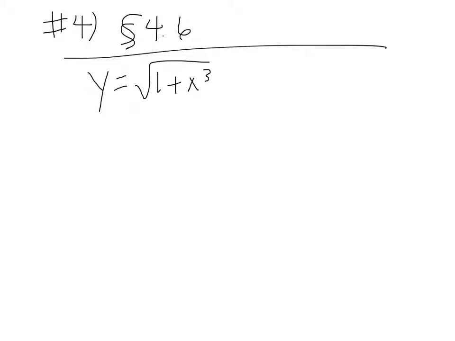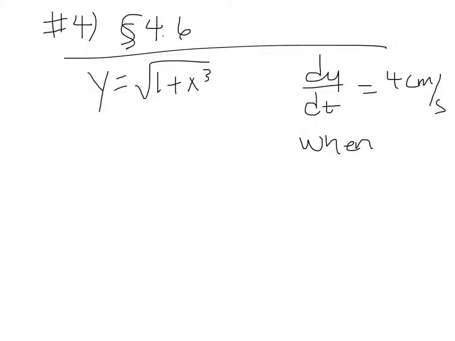It says, as it reaches the point 2, 3, the y-coordinate is increasing at a rate of 4 centimeters per second. Someone talk to me about what all that means. Well, it says that since the y-coordinate is increasing, that means that dy/dt is 4 centimeters per second, and then it also gives you a coordinate point. So we're saying when x equals 2 and when y equals 3, we know that the rate of change of y is 4 centimeters per second. Okay? That's what all that stuff means.